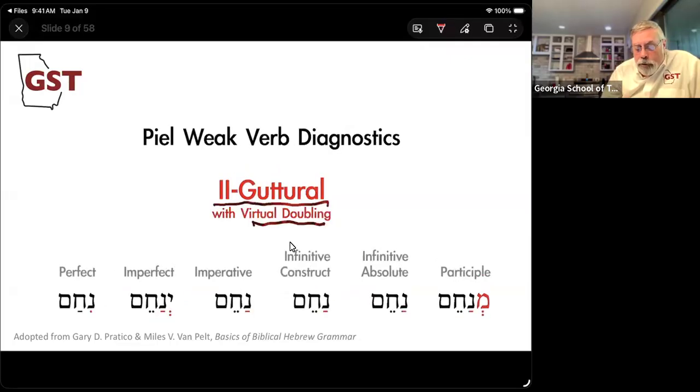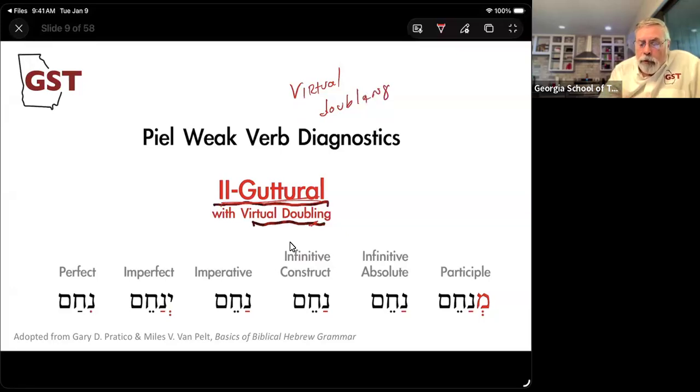Now here's where we get the change. So I thought I erased that. I don't know, I guess I didn't erase it. Oh well. So second gutturals. There's two ways to see a second guttural. Remember, we can have virtual doubling. Let me talk about virtual doubling because it's always confused me. I'm like, what doubled? I don't get it.